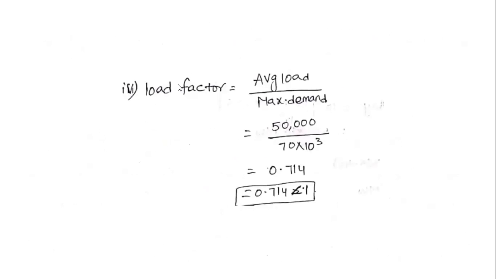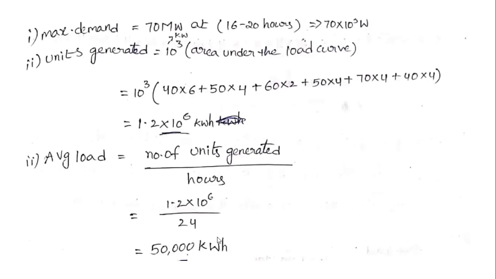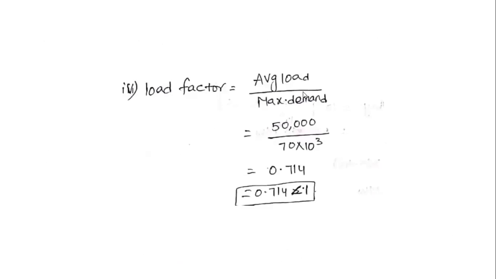Next, the load factor. What is the formula for load factor? Average load by maximum demand. What is the average load? 15,000 kilowatts, by maximum demand. What is the maximum demand? That is the highest peak, 70 into 10 cube. This is the formula for load factor.